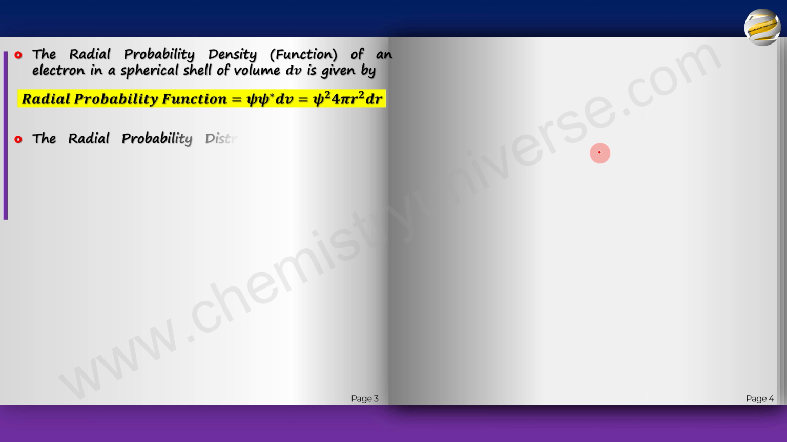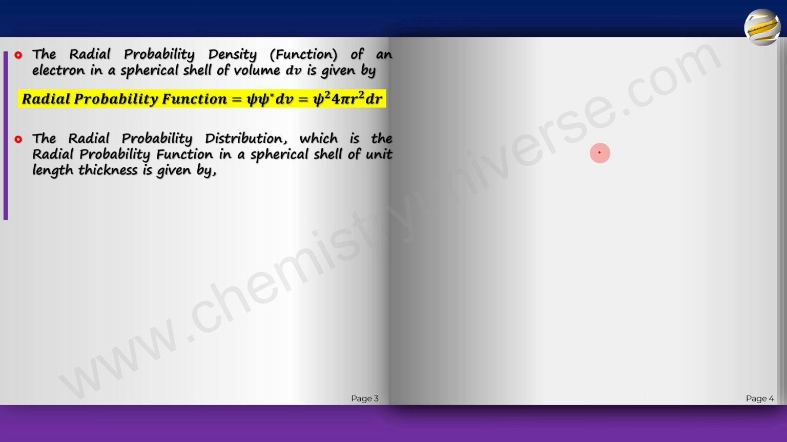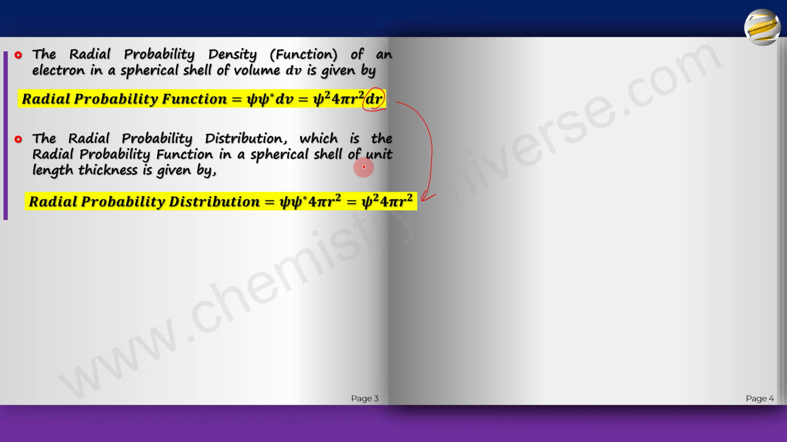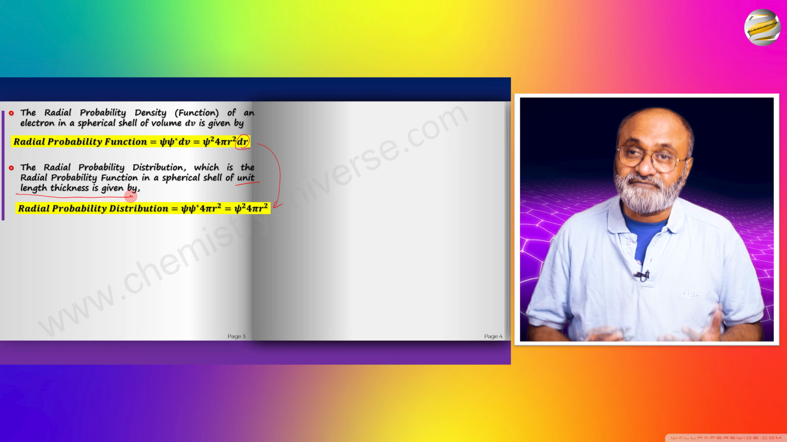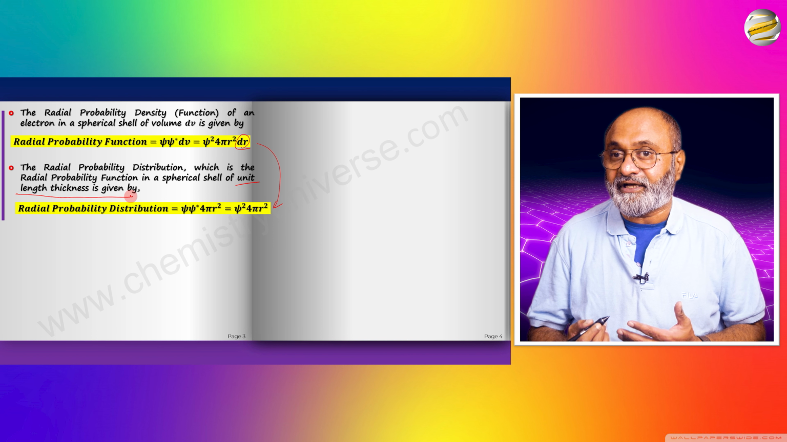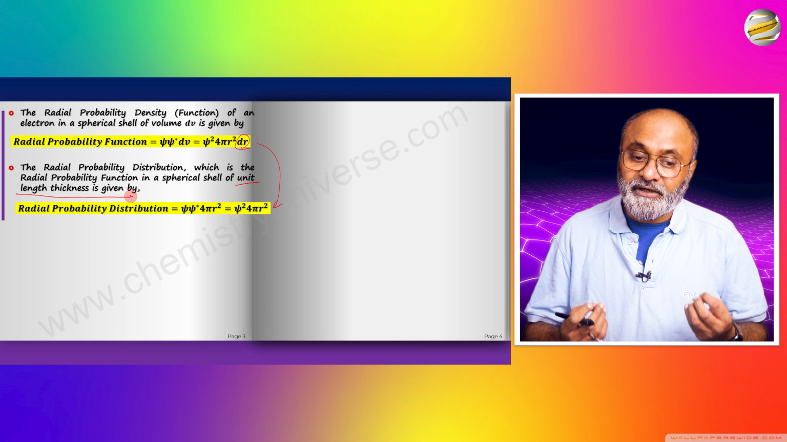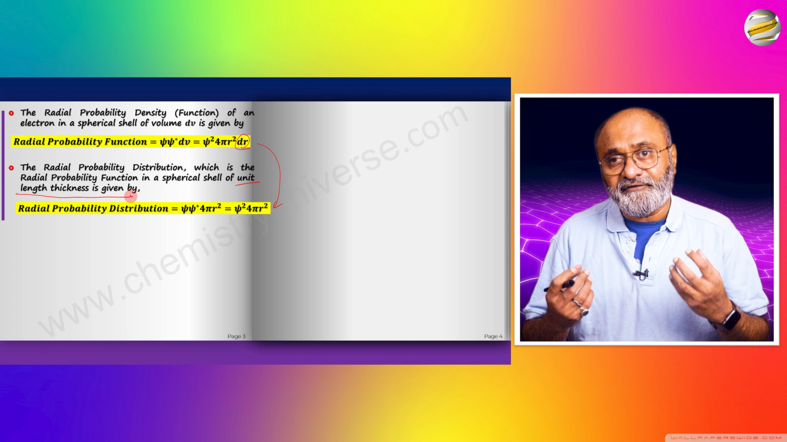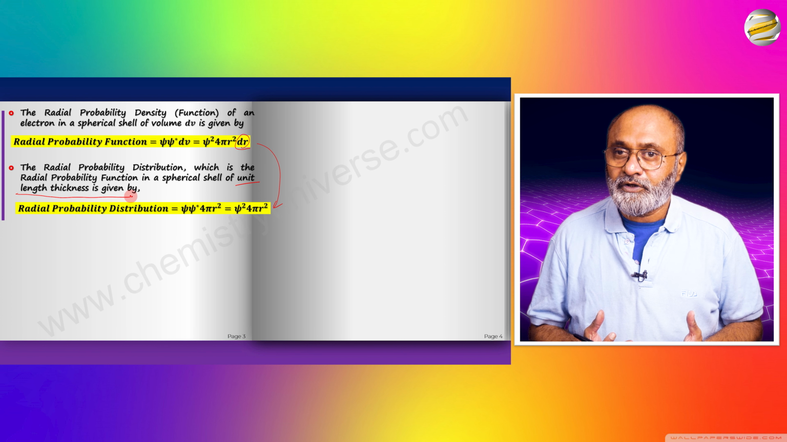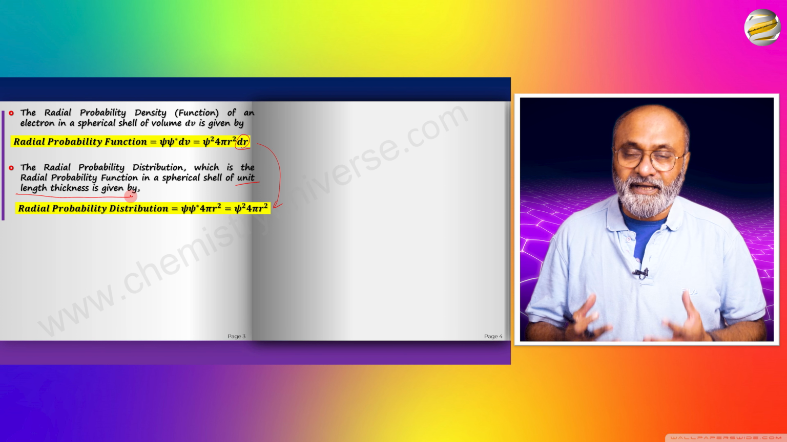So the radial probability distribution, which is the radial probability function in a spherical shell of unit length thickness, is given by psi square 4 pi r square. And see, what is happening is the connection between these two is, I'm taking dr to be of unit length thickness. So the radial probability function, which is psi square 4 pi r square dr, if I want to calculate per unit thickness, it will be called radial probability distribution. So it will be simply psi square 4 pi r square.